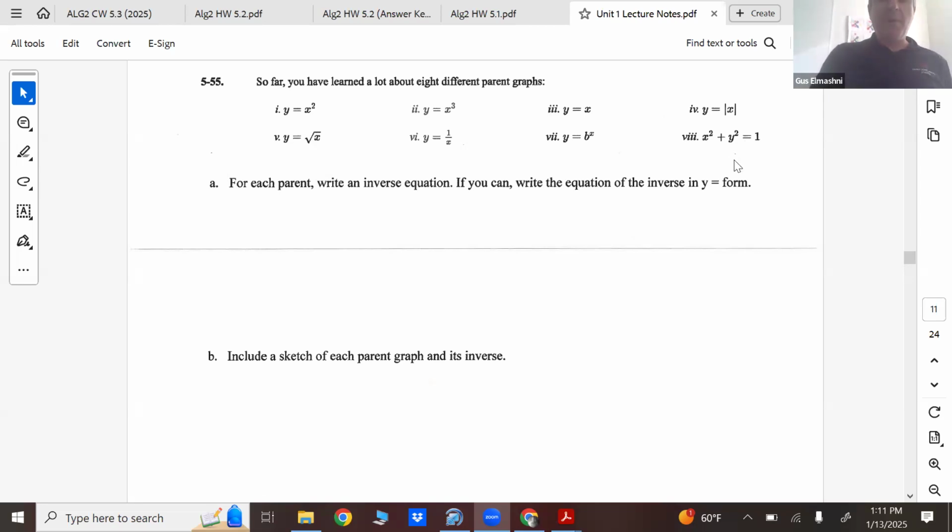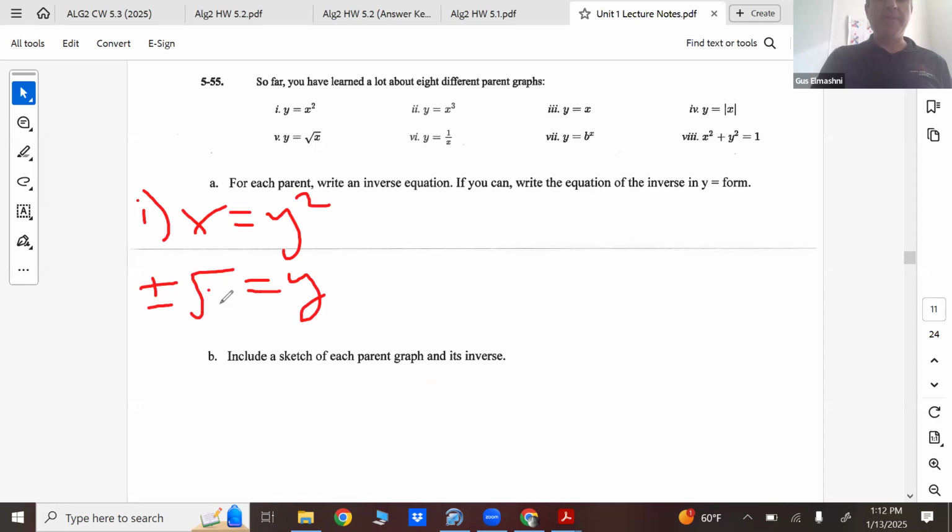So I'll do part 1 right now. We'll just go in order. When you get y by itself, very important, you have to put plus or minus when you square root. You have to put plus or minus.